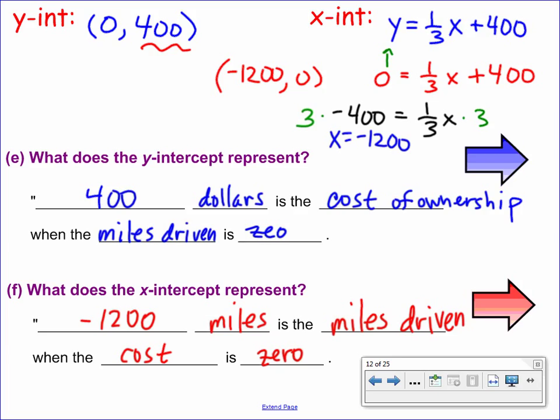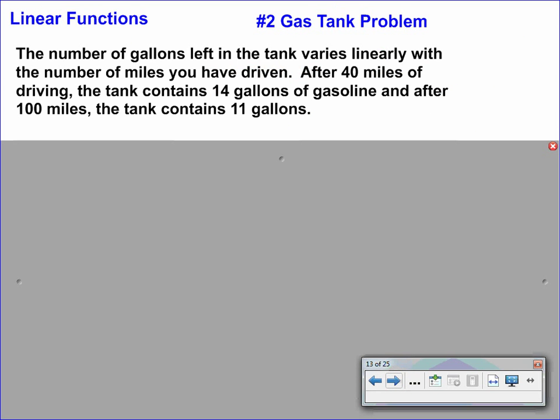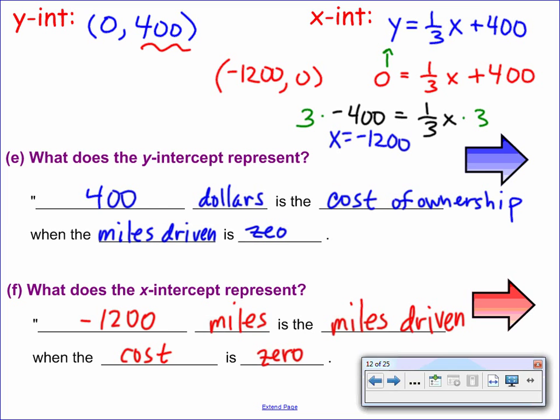This makes sense though, because just for owning the car and not driving at all, you've got to pay $400 a month. And that could come from a variety of things like oil changes, maintenance fees, car insurance, car payments, registration, all that stuff. Awesome. What questions do you have on our first cost of owning a car problem?